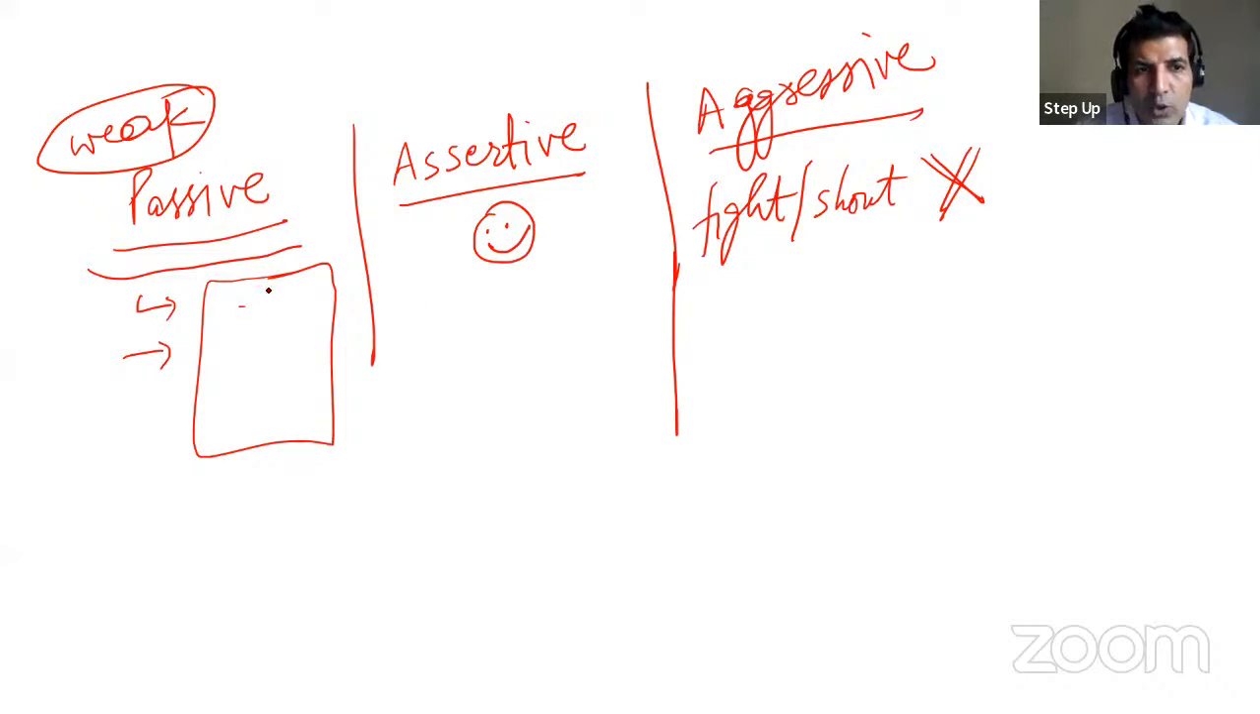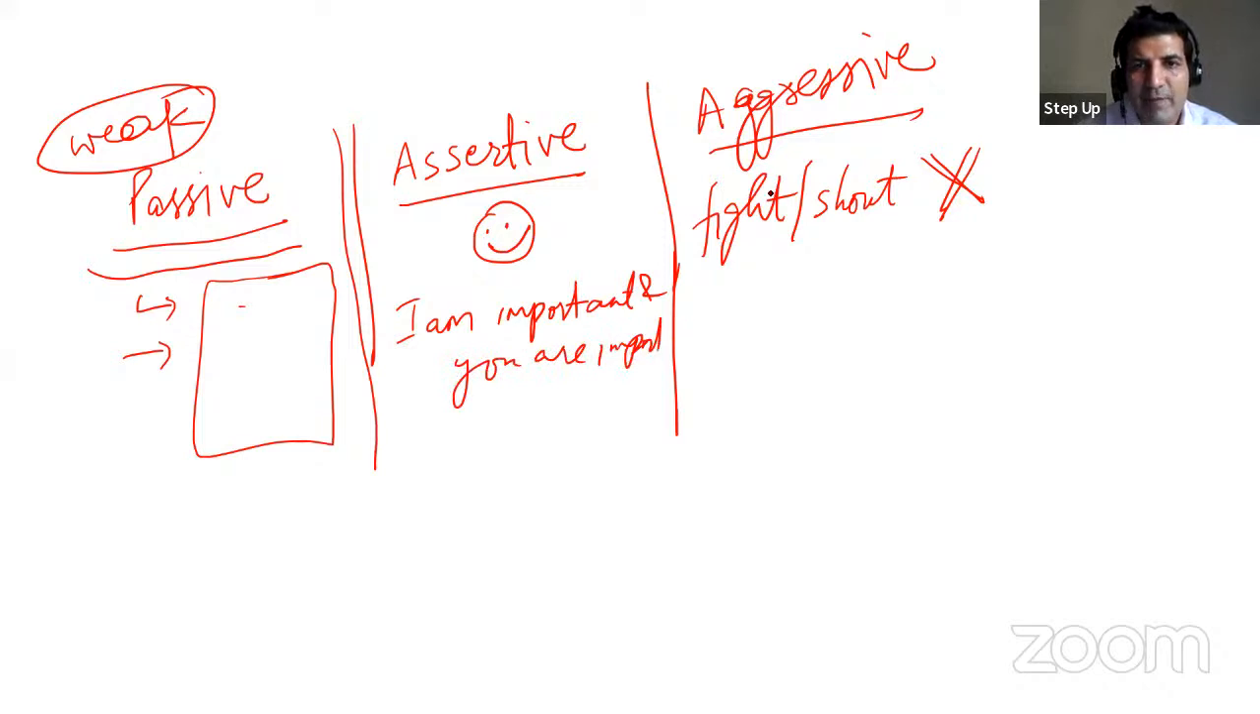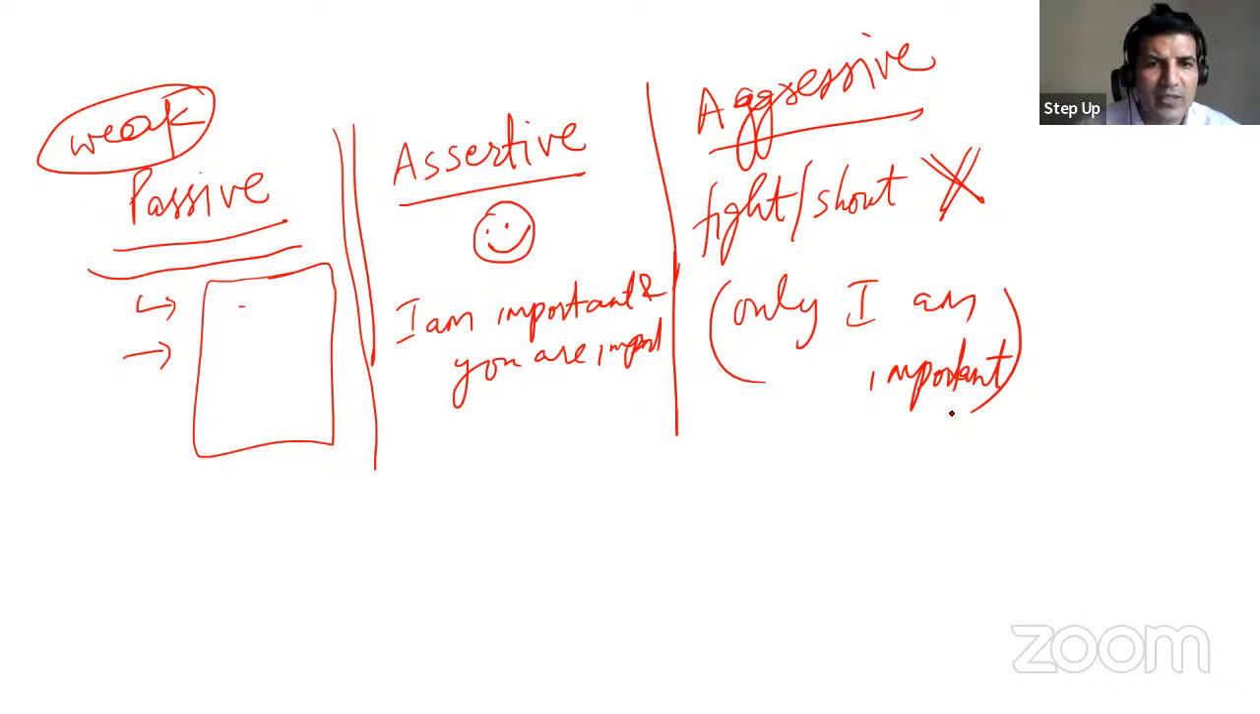Assertive people are people who smile, right? They are not passive, they will not give in. Their mindset is that I am important and so are you. I am important and you are also important. Okay, aggressive people think only I matter, only I am important, right? So they're right, and that's how they get into fights, and people don't like to be friends with them, and so on and so forth, right?